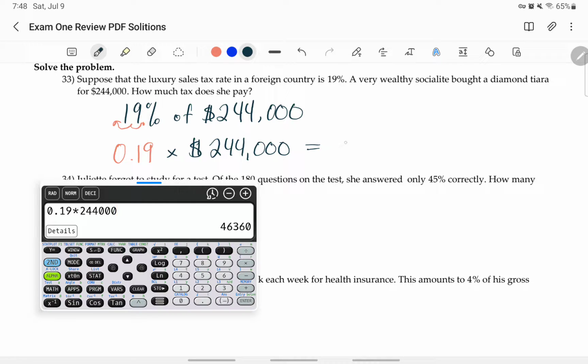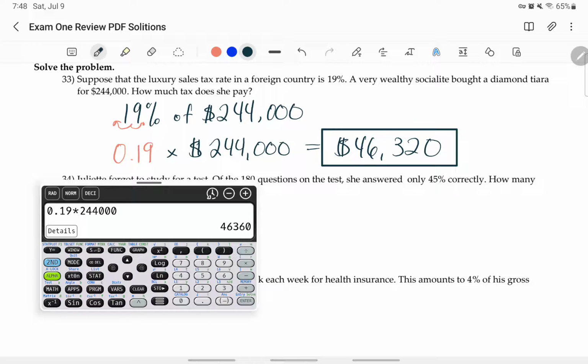And that equals $46,360. That is how much tax she has to pay. If it asked you for the total price, after you get your $46,360, you would then add that amount to the original amount, 244,000. And this number right here will be how much it cost in total. But once again, it's just asking you for the tax.